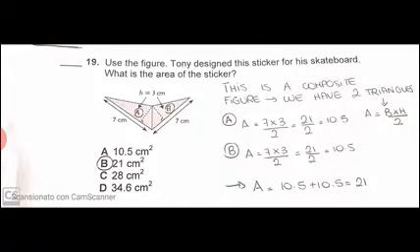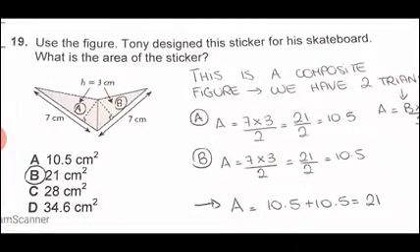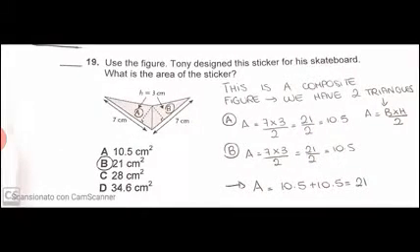Triangle B is the same. The area is base times height over 2. So we make 7 times 3 over 2. 7 times 3 is 21. 21 over 2 is equal to 10.5. So we make the sum of the two areas: 10.5 plus 10.5 equals 21. So the result is 21. So the answer is B.